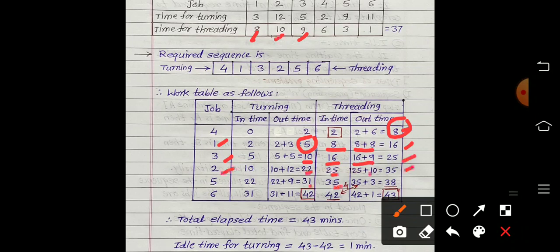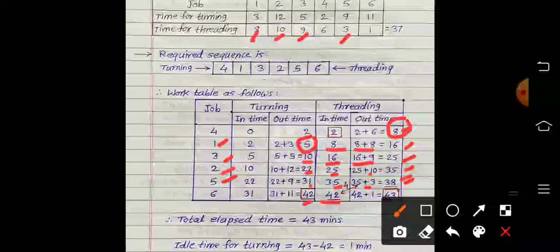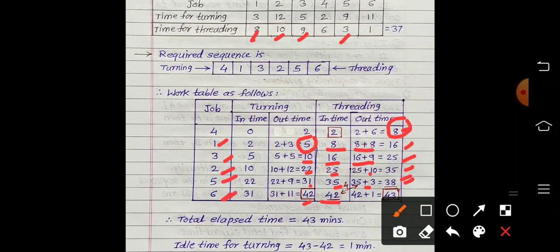In the next, the fifth job requires 3 minutes. So 35 plus 3, answer is 38. And 38 and 42. Now check here. In this last step, 38 and here 42. So which is the maximum number? Yes, the greater number is 42. So we enter the 42 here. So 42. And what is the time required for this sixth job? That is 1 minute for the threading machine. So 42 plus 1, answer is 43.